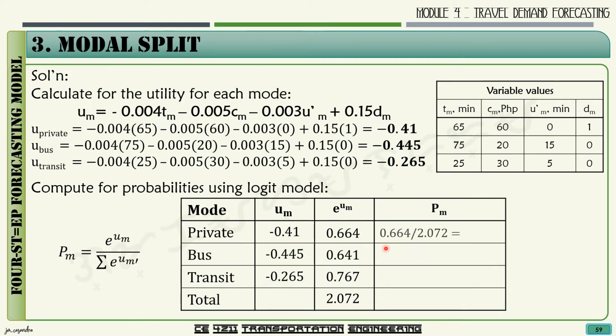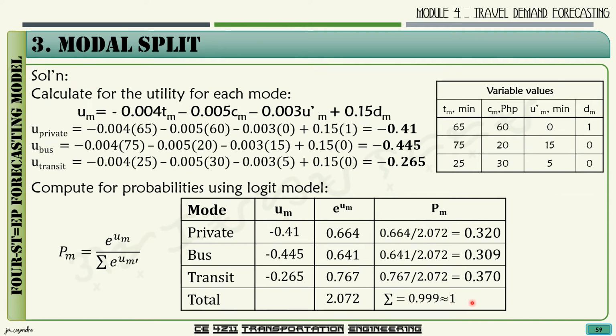So computing now for our probability, that is now 0.664 divided by the total 2.072, giving us 0.32. For the bus, it will give us a probability of 0.309, and for our transit, it will give us a probability of 0.370, which, when we sum up, will be equivalent to 0.99 or almost equal to 1.